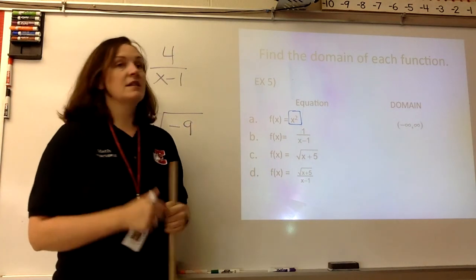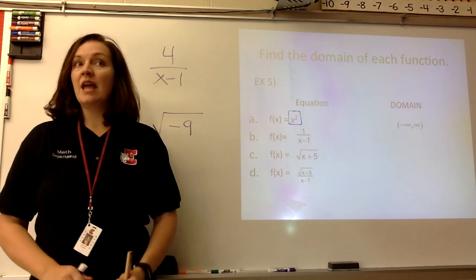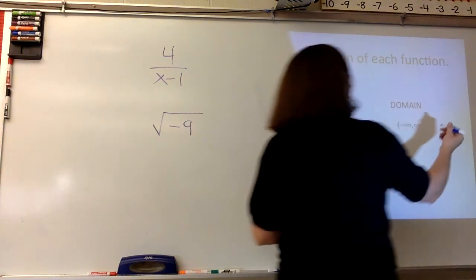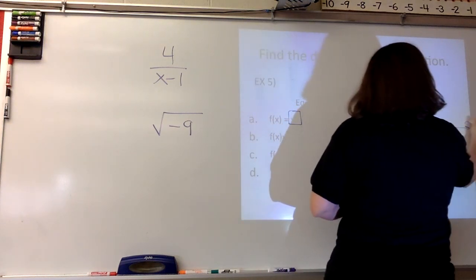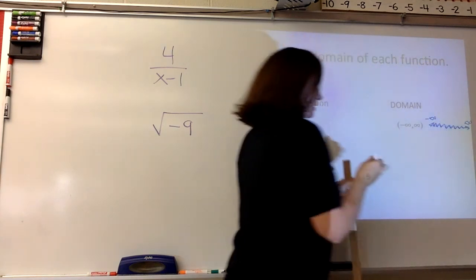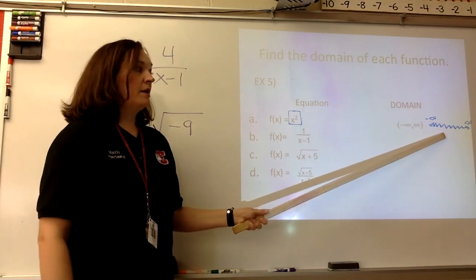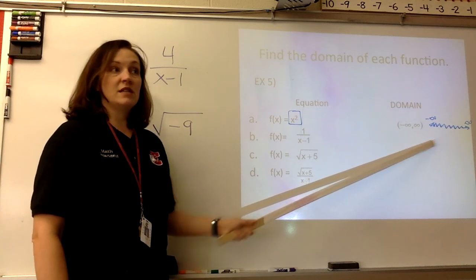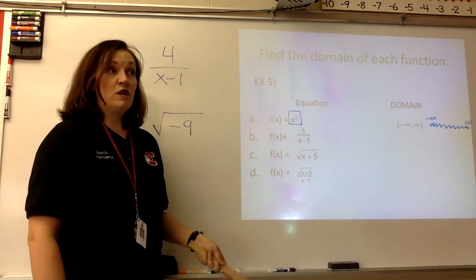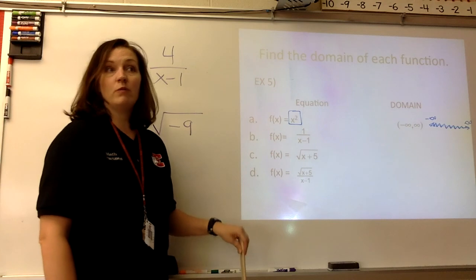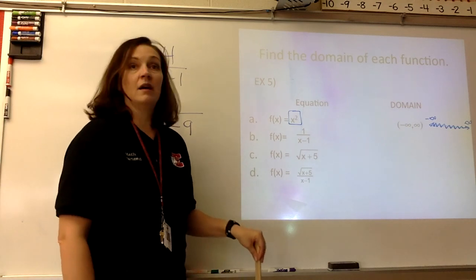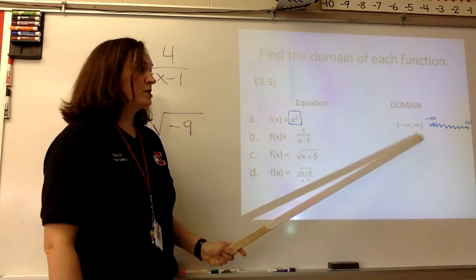My domain is going to be written using interval notation. It says it's from negative infinity to infinity. Here's infinity. Here's negative infinity. This is what my number line answer would look like. You should have transitioned last year from number line answers into interval notation. If you missed that, didn't have it, moved up from CP, you're going to need to see me because we use interval notation for our solutions for domain.